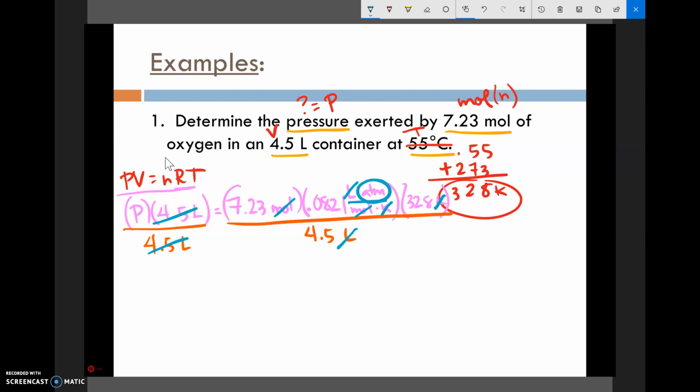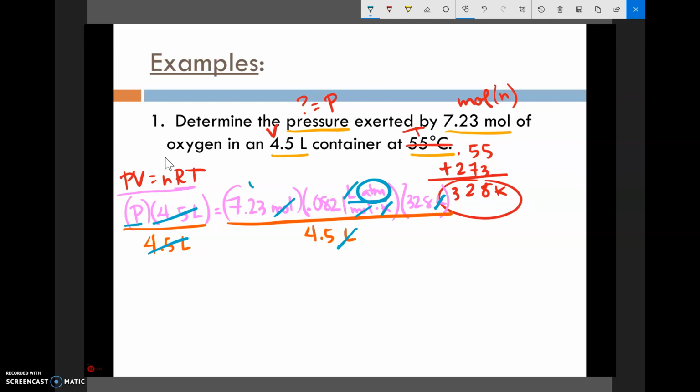Atmospheres is left, which is a unit of pressure. So again, always put your units in these equations, because if you make a mistake, you're going to catch it because it's not going to cancel out. And it's so easy to forget to convert something if needed. Okay, now we just have to do our math.